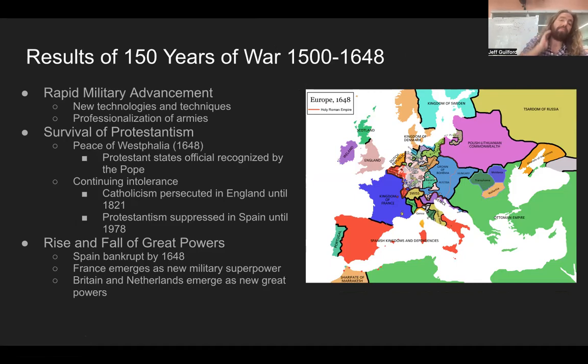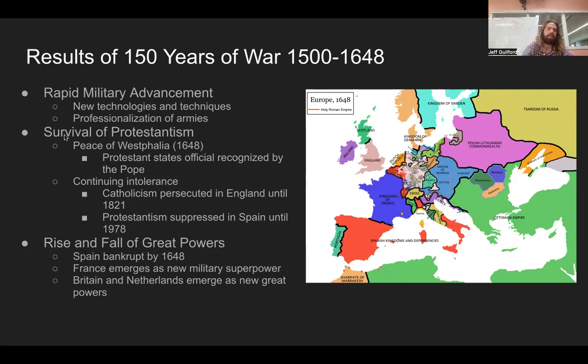Now, there's a bunch of different results that we should keep in mind. This actually isn't in your guided notes, but you can just kind of soak this slide in. So first of all, European militaries get a lot better during this time period. Because of competition, people are continually adopting new and better techniques. So by the end of this time period at 1648, European armies are very advanced, very large, and very well trained. Europe has jumped ahead and is probably at this point the most militarily advanced society on the planet.